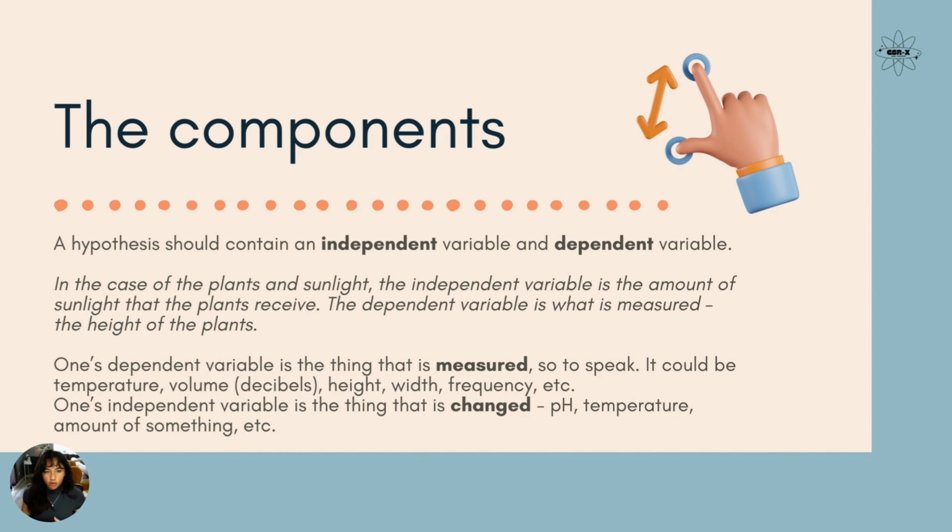Next, you want to consider the components of an experiment. We talked about this in the last episode, but a hypothesis should contain an independent variable and a dependent variable. So, of course, your experiment should also contain the independent and dependent variable. In the case of plants and sunlight, to use the same example, the independent variable is the amount of sunlight the plants receive. The dependent variable is what's measured, the height of the plants. Again, the dependent variable is the thing that is measured. This could be temperature, volume, decibels, height, width, frequency. The independent variable is the thing that's being changed: pH, temperature, the amount of something.